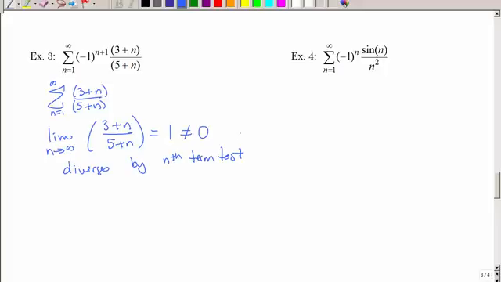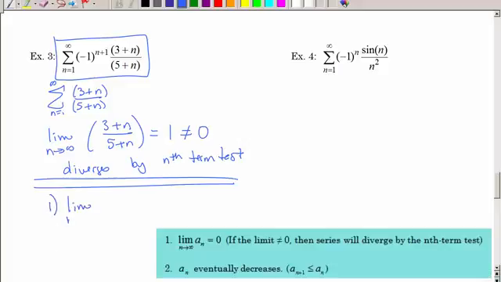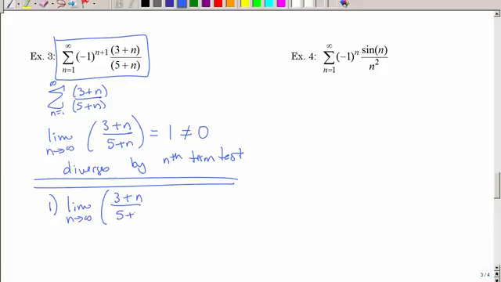Again, I'm not done. I just know the absolute value series doesn't converge. So, what kind of series was this original one? Alternating series. Well, if it's an alternating series test, what's the first condition? You have to take the limit of the non-negative part. And we just found out that that does not equal 0, so it still diverges by the nth term test, so the whole series diverges.